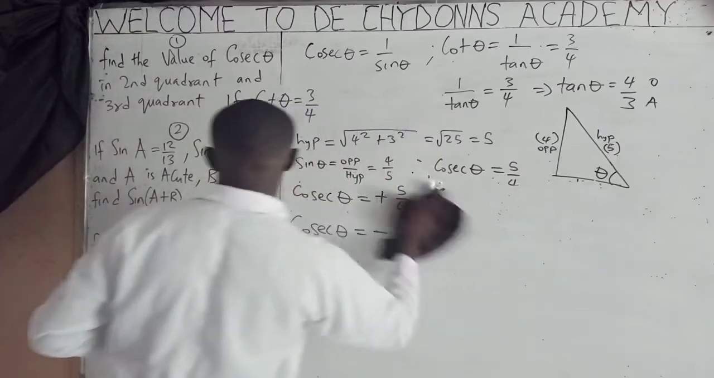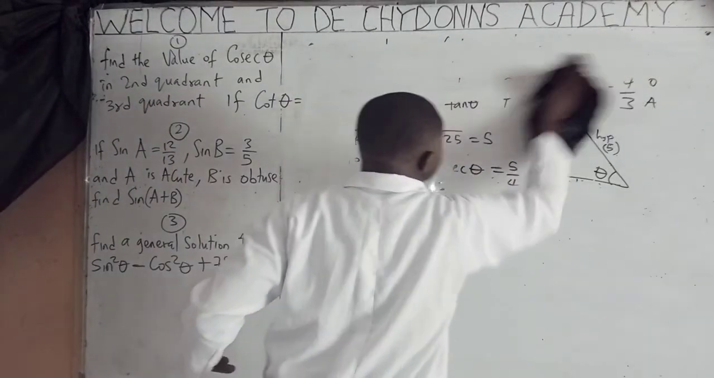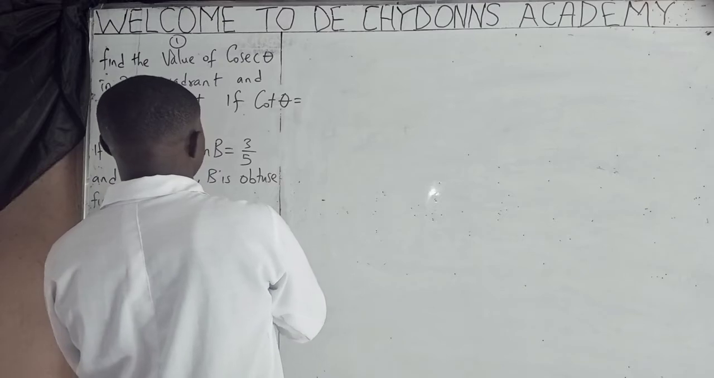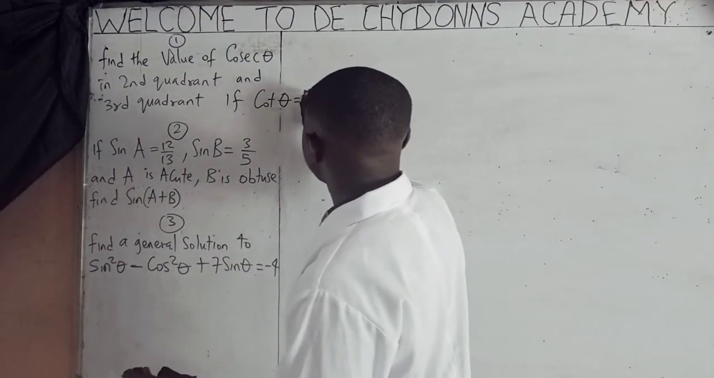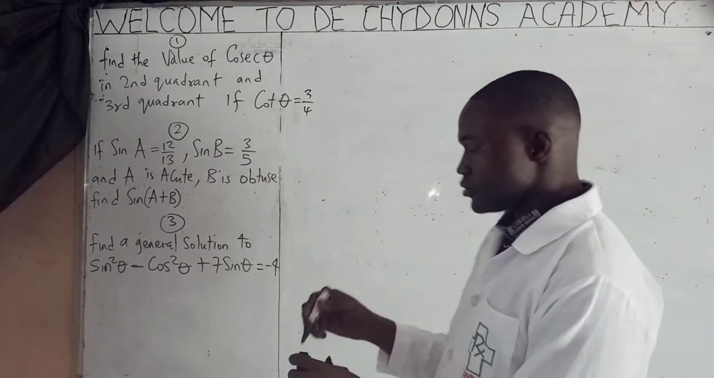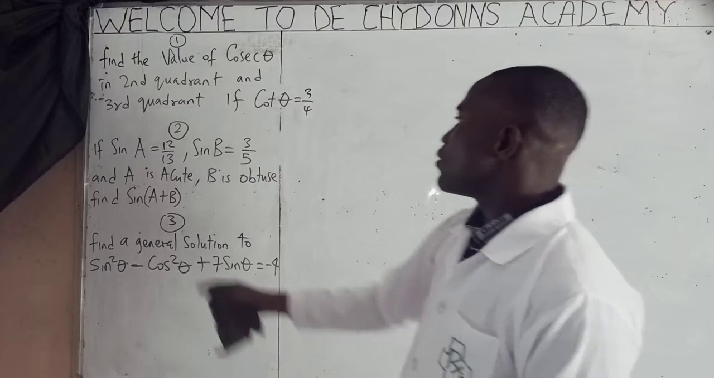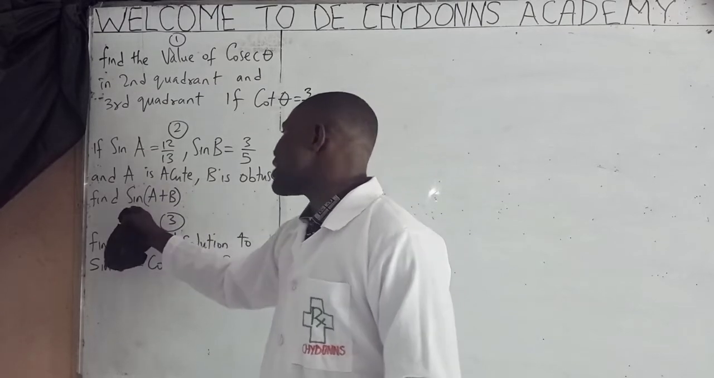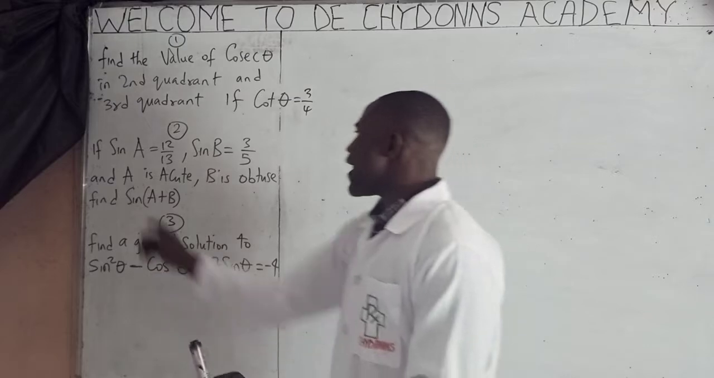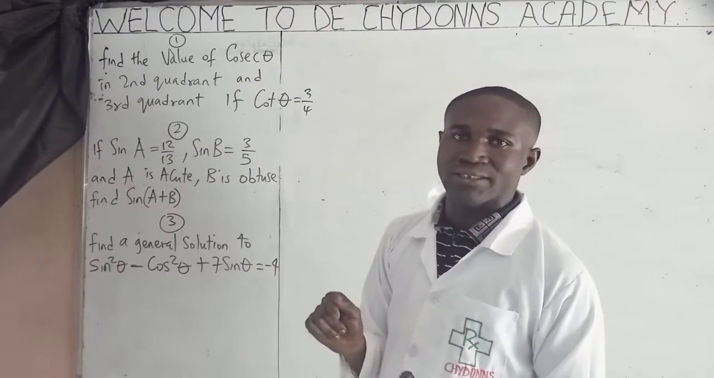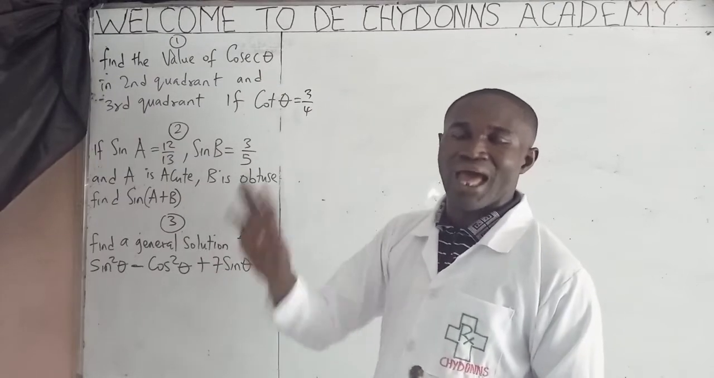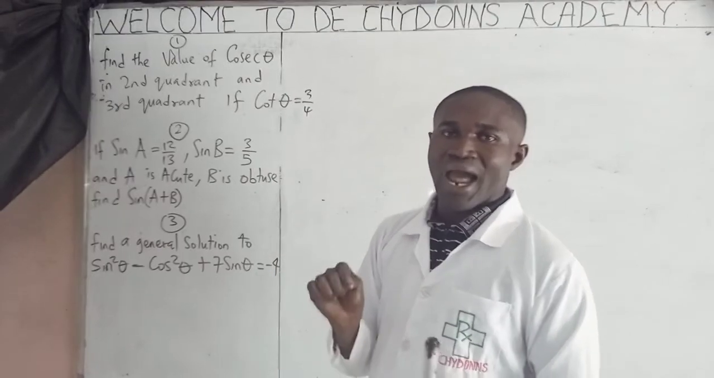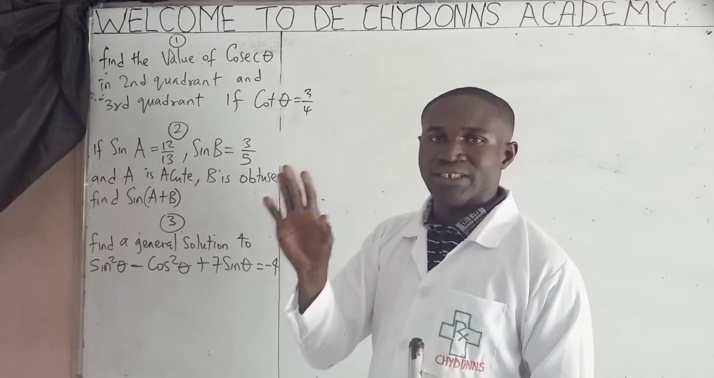Then quickly, to solve question number 2. In question number 2, they said if sine A equals this and sine B equals this, and A is acute, B is obtuse, find sine of A plus B. What do we mean by A is acute? It simply means located in the first quadrant, and in the first quadrant, sine, cos, and tan are all positive. What do we mean by B is obtuse? It means that it's located in the second quadrant, where only sine is positive, cos negative, tan negative.